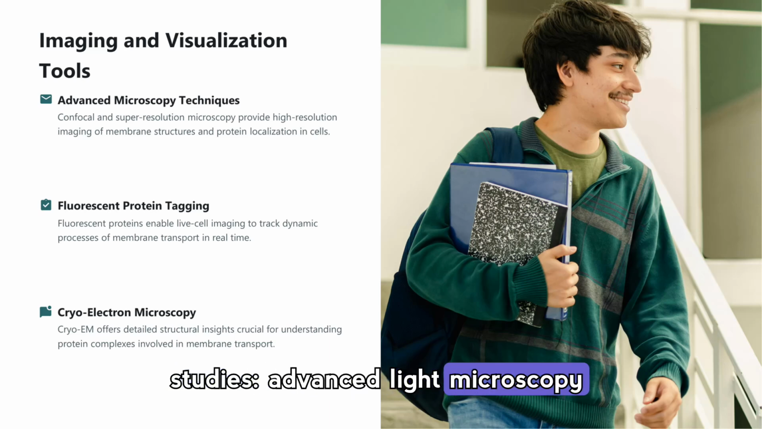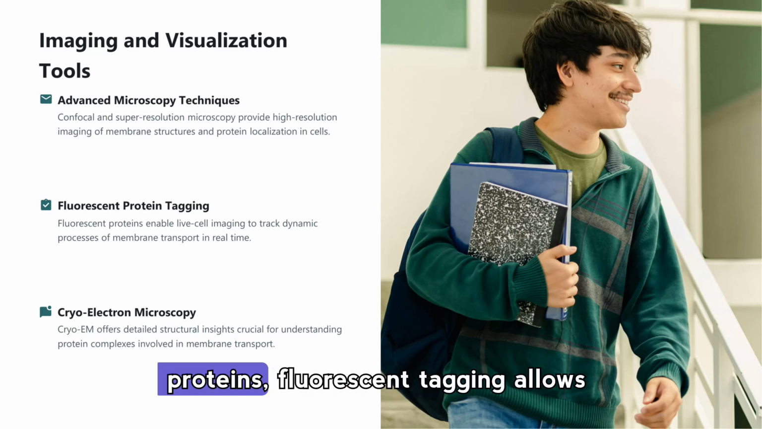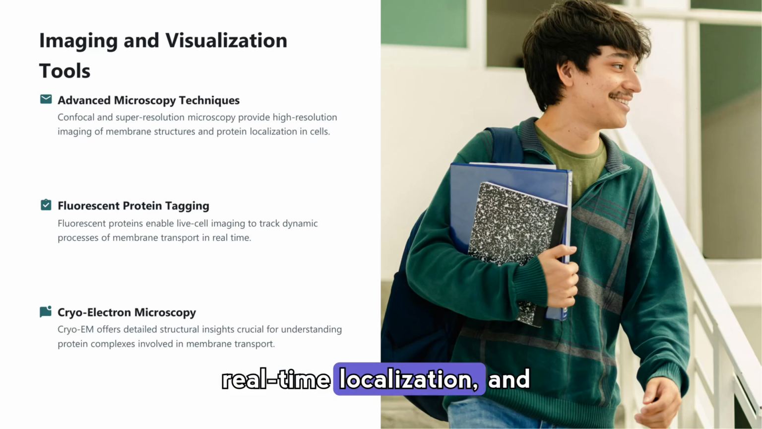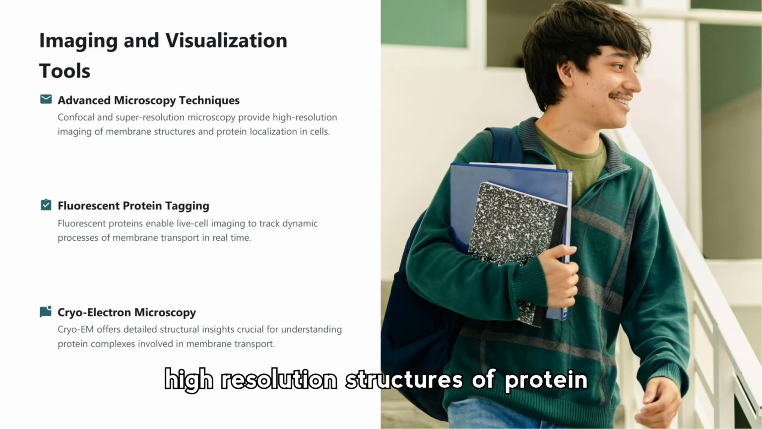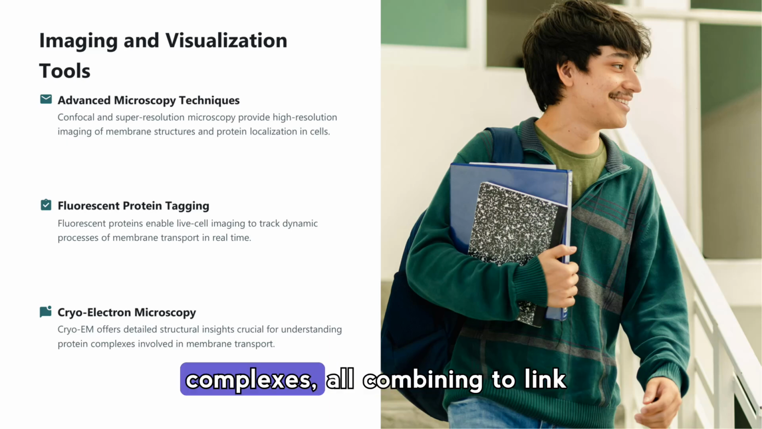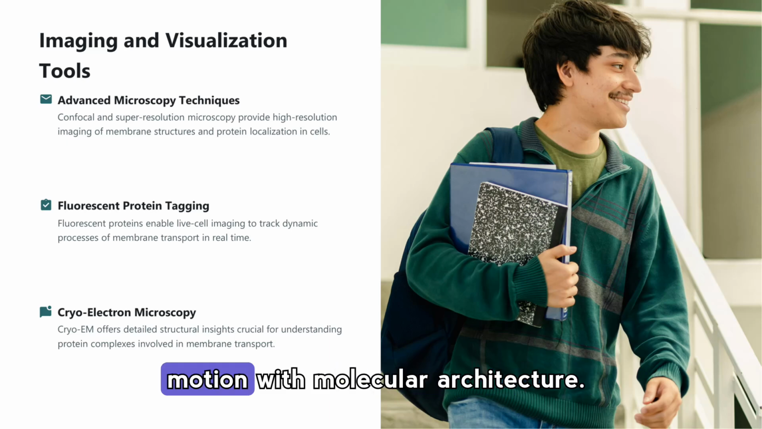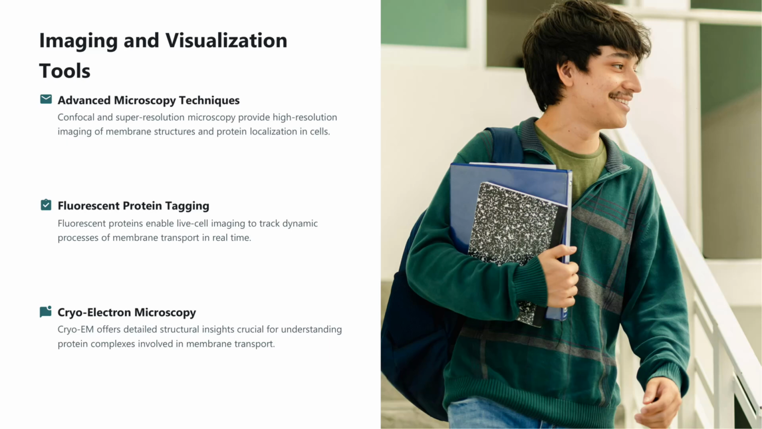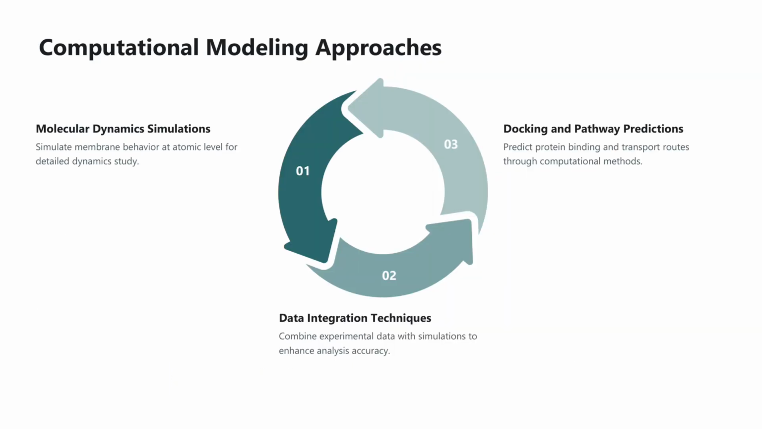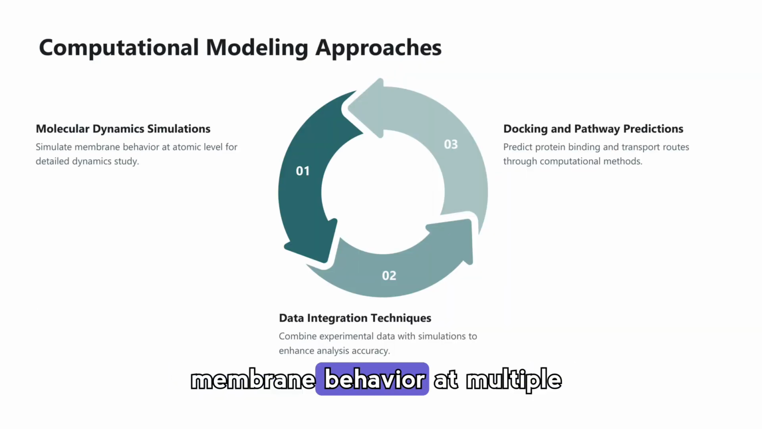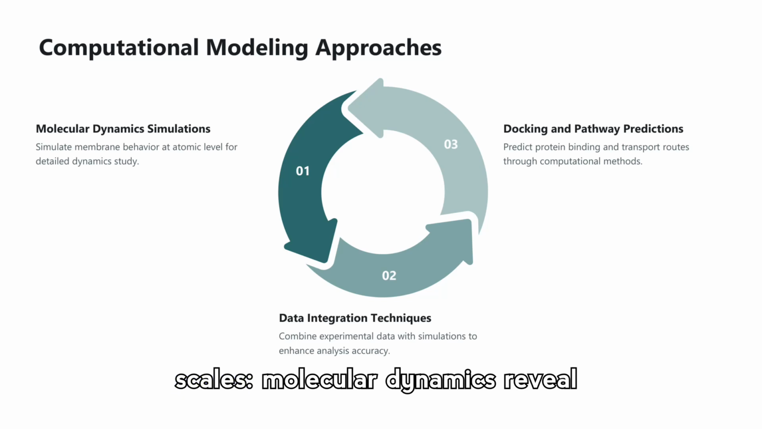Advanced light microscopy enables live cell tracking of proteins. Fluorescent tagging allows real-time localization, and cryo-electron microscopy reveals high-resolution structures of protein complexes, all combining to link motion with molecular architecture. Computational approaches extend experiments by simulating membrane behavior at multiple scales.